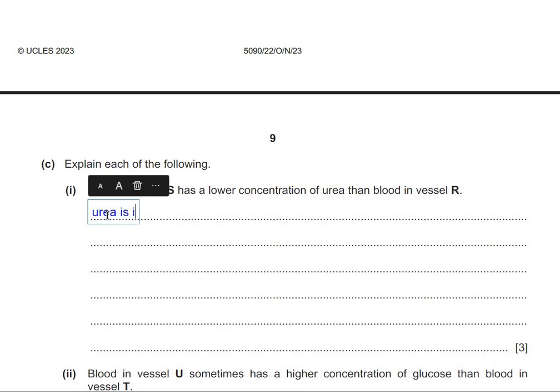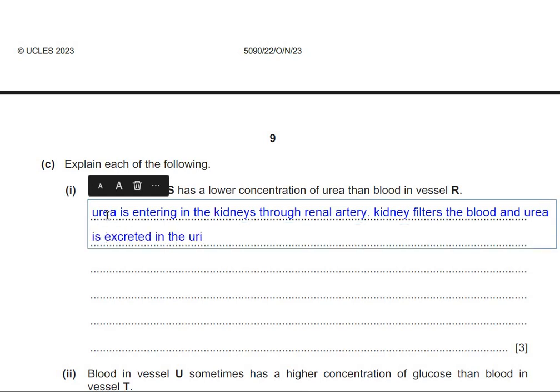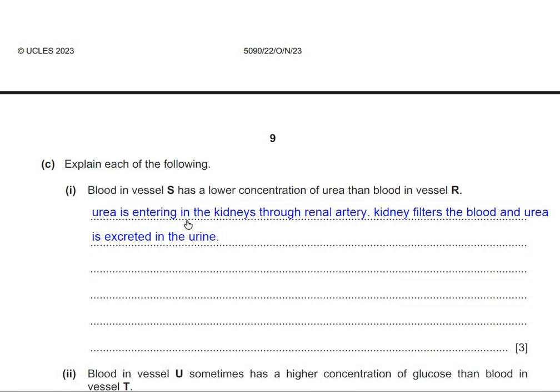urea is entering the kidneys through the renal artery. The kidney filters the blood and urea is excreted in the urine. So this gives us 3 marks: 1 mark for telling urea is entering the kidneys through the renal artery, a second mark for the kidney filtering the blood, and a third mark for telling the urea is excreted in the urine.